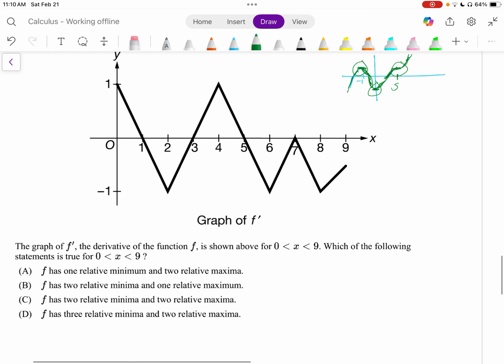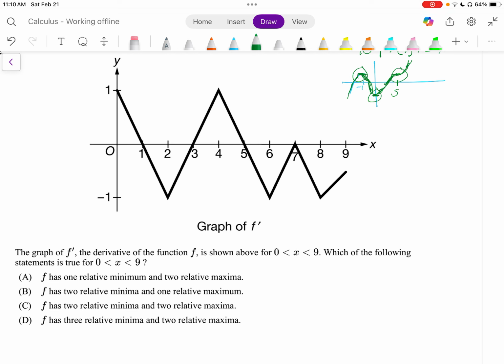All right, and number 12. The graph of f prime, the derivative of the function f, is shown from 0 to 9. Which of the following statements is true for x between 0 and 9? So we have the derivative, and we want to know about the function f. It looks like it's talking about minimums and maximums, not points of inflection. So we know minimums occur when the derivative goes from, well, let's look at it.